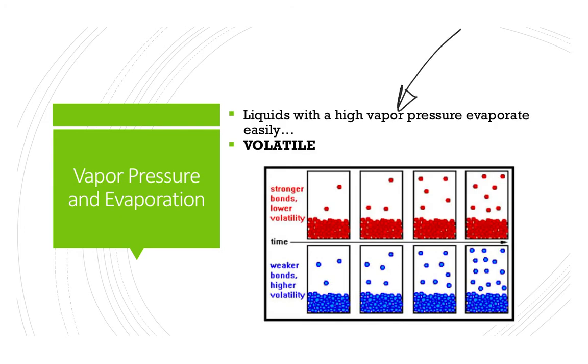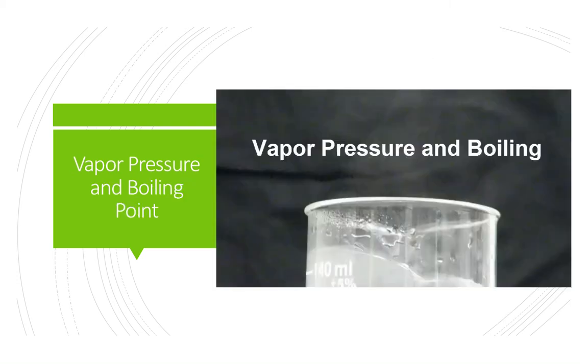Liquids with a high vapor pressure evaporate easily, or probably the better way of saying it is liquids that evaporate easily create a high vapor pressure. If that's the case, we refer to them as volatile liquids. Why? Because they will readily evaporate and create a high vapor pressure. Now, vapor pressure is important for a bunch of different reasons because it tells us about rates of evaporation, but it also tells us about boiling. So we're going to watch a video here that has to do with the boiling point and how vapor pressure is related to that.